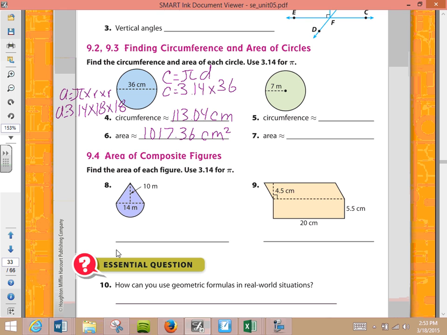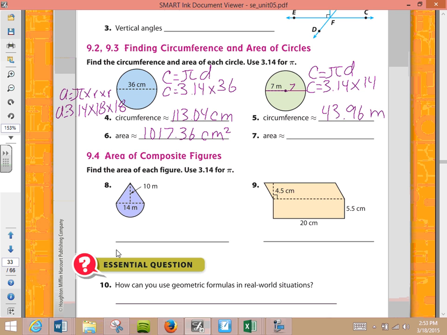All right, for the next one, we're going to use the same formula. Circumference equals pi times diameter. We know pi is 3.14. What is the diameter? 14. Why is it 14 and not 7? Because the 7 is only the radius, right? And then you need the other half, which is 7 as well. So when you add them up, you get 14. What do you get? 43.96. And these are meters.